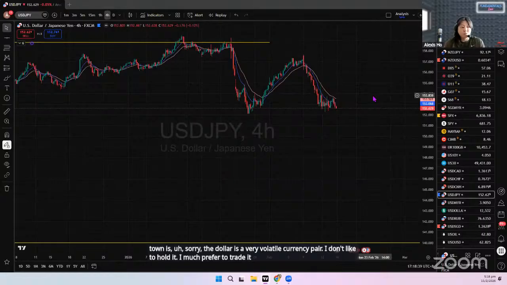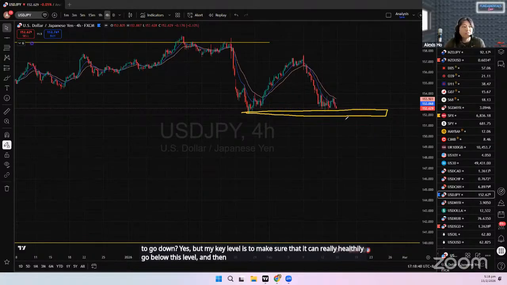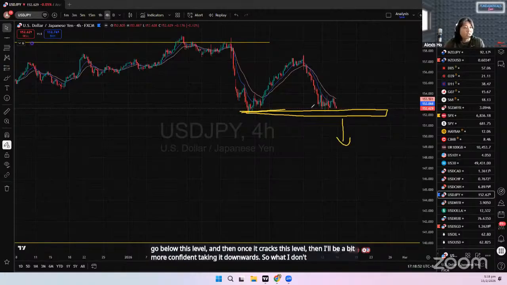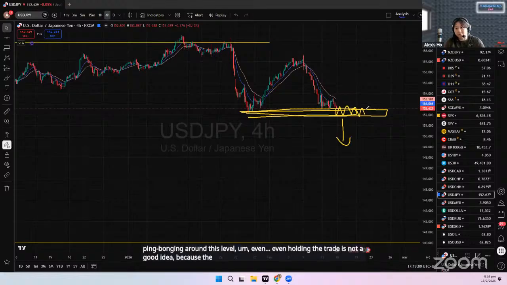Do I think there's room for dollar yen to go down? Yes, but my key level is to make sure that it can really healthily go below this level. And once it cracks this level, then I'll be a bit more confident taking it downwards. So what I don't want is to get trapped when price is bouncing around this level. Even holding the trade is not a good idea because the dollar can flip any minute.